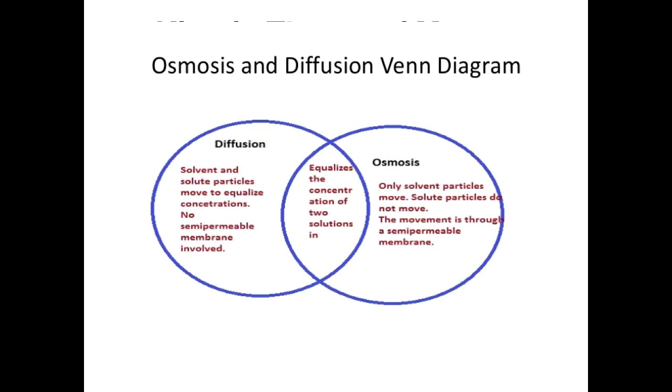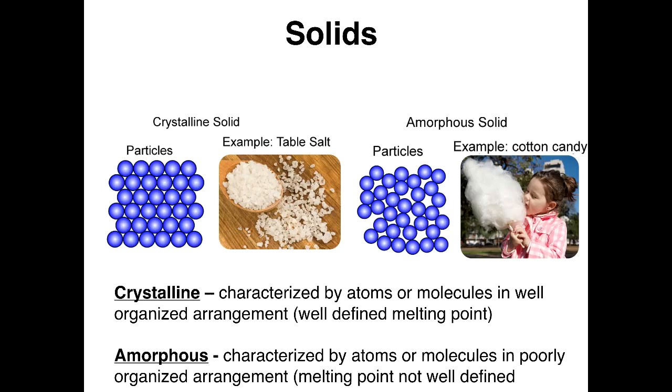On the right, the aspects that are specific to osmosis are that only solvent molecules move. The solute particles do not move because of the semi-permeable membrane, and the movement is through a semi-permeable membrane. The central area is the aspect of these two phenomena that is the same, and that is that there's an attempt to equalize the concentration of the two solutions. This is always happening, and it's the hope that there's an equalization of concentration anytime you have either of these going on.